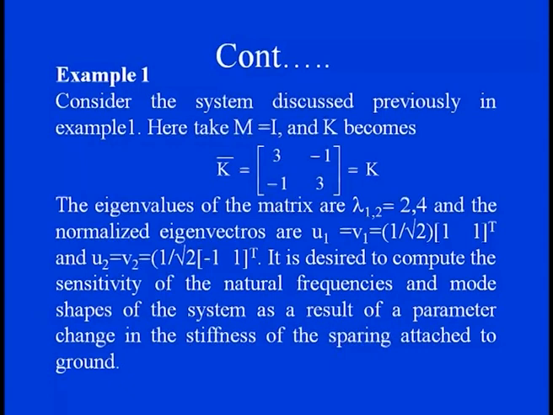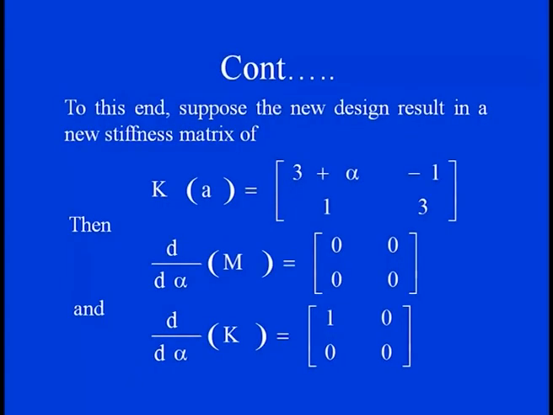So, u1 and u2, v1 and v2 can be calculated, and it is desirable to compute the sensitivity of the natural frequency and mode shape with respect to a parametric change. So, now for this, we take the stiffness matrix based on the sensitive parameter, say alpha. We add 3 plus alpha, this is my design parameter, so the stiffness is [3+alpha, -1; -1, 3]. So, we can see the mass and stiffness matrix derivatives with the variation of alpha, which give the mass derivative as zero and the stiffness derivative as [1, 0; 0, 0].